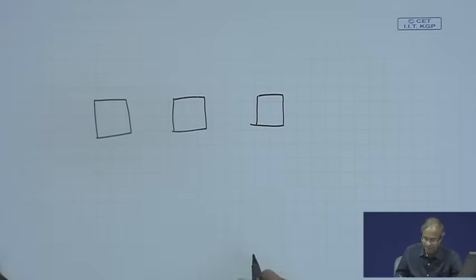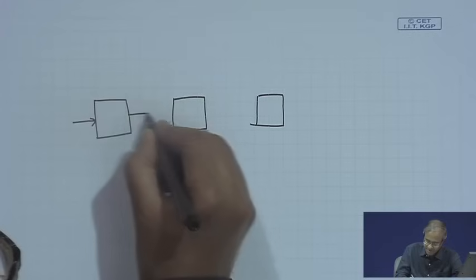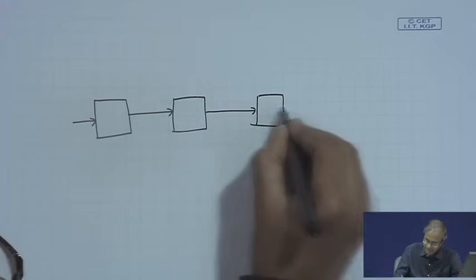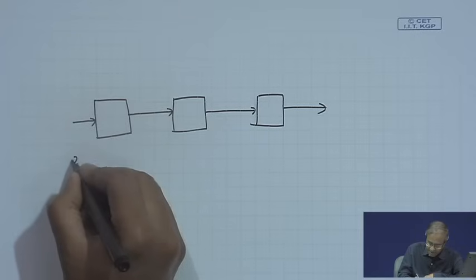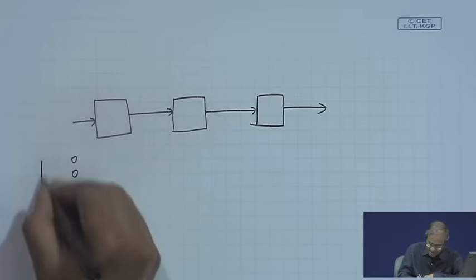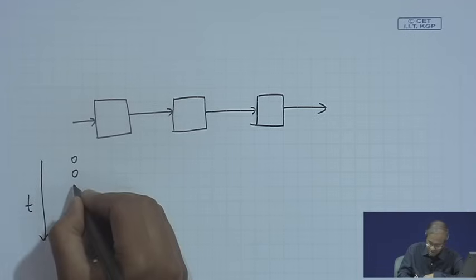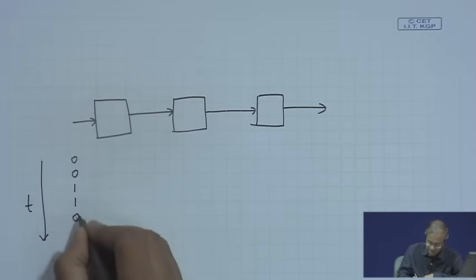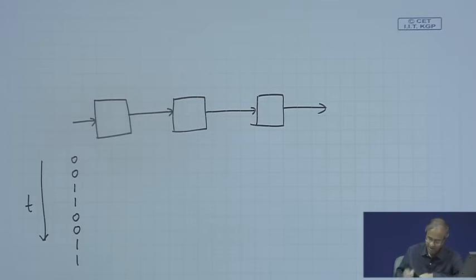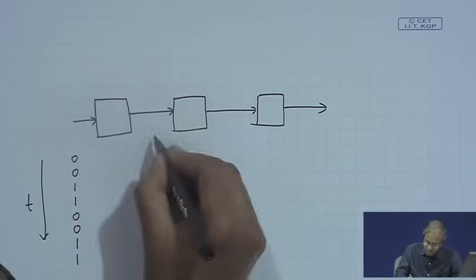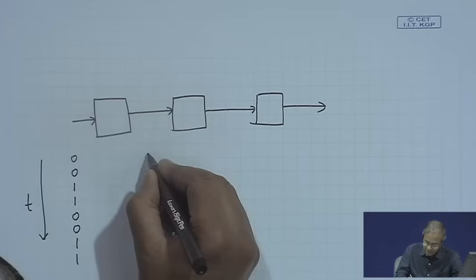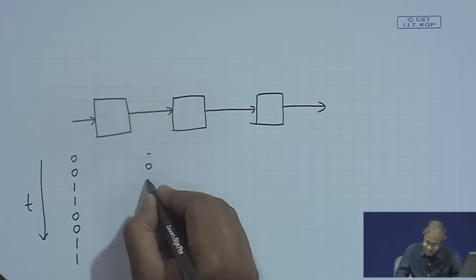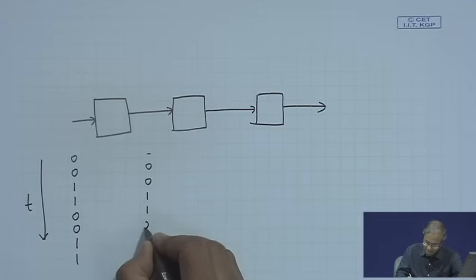Let us say I have 3 flip flops, configured as a shift register. In time I am applying, let us say, this pattern: 0 0 1 1 0 0 1, along this axis of time. In the output of the first flip flop, after 1 bit delay these bits will appear, and this 1 will come out.